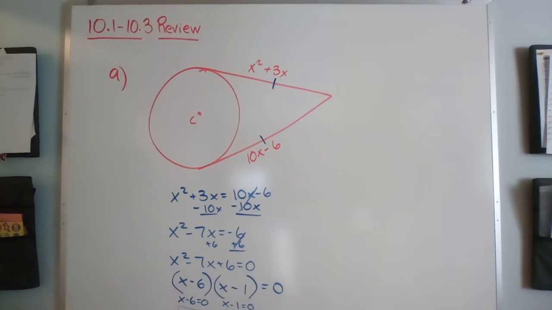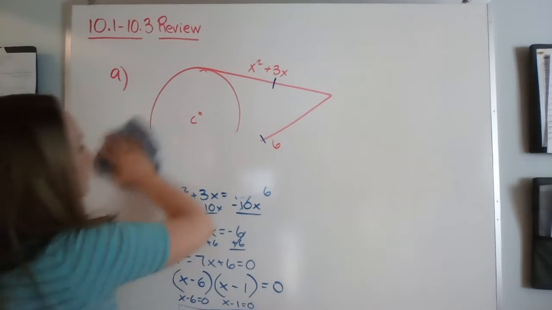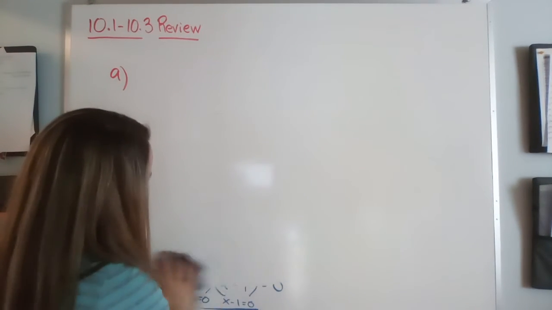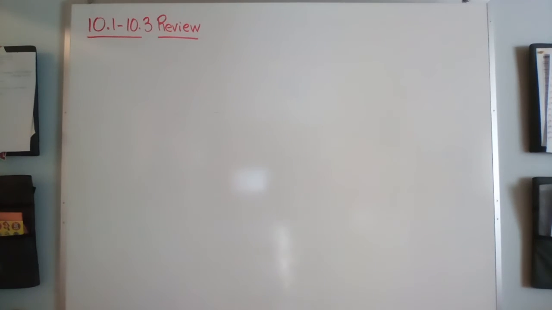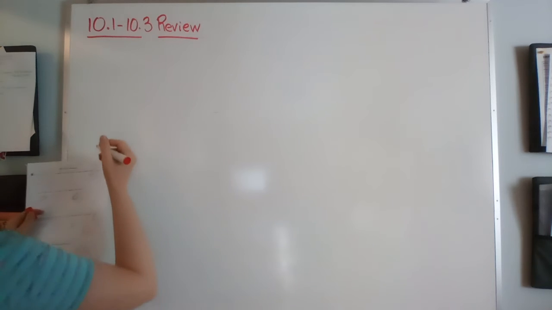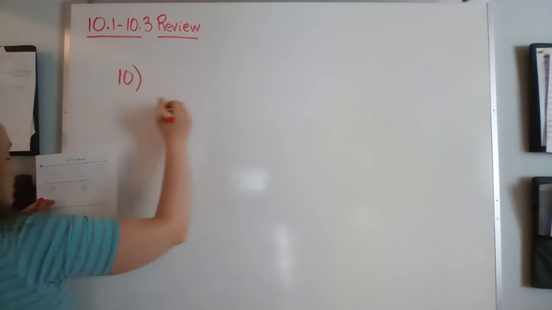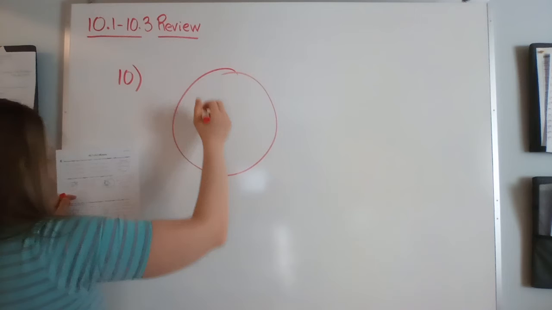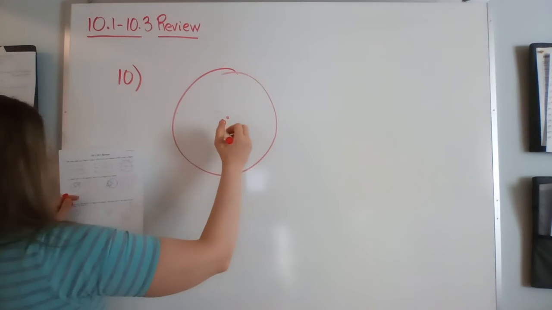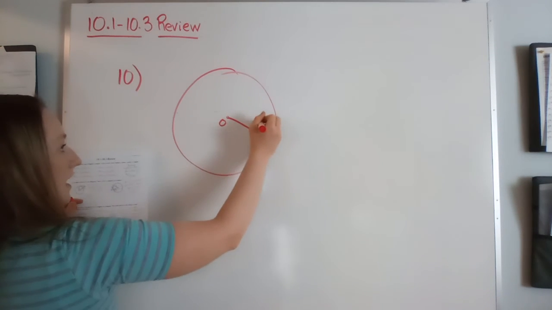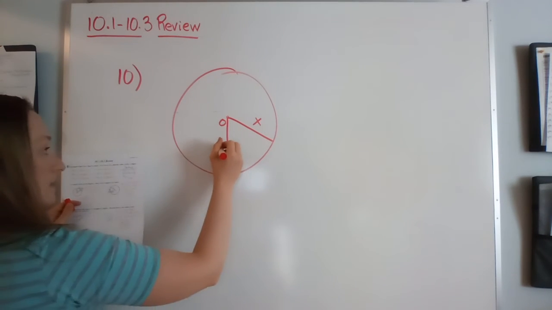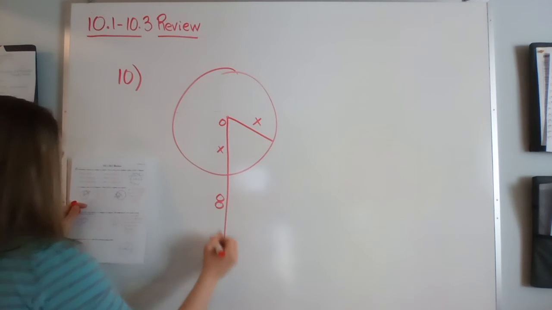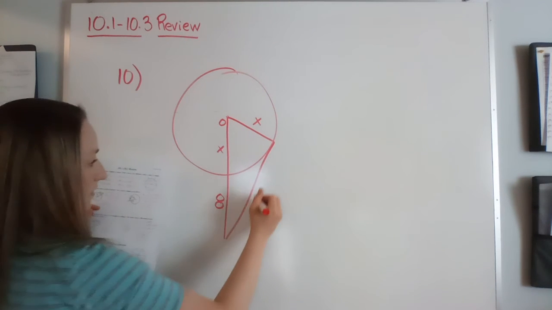I'm going to just look at the setup for 10, but I'm not going to work 10 out completely. All right, so for 10, we have a circle. It's circle O. You have a radius labeled as x. You have another segment, and it's labeled as x and then 8. And then you have 12.